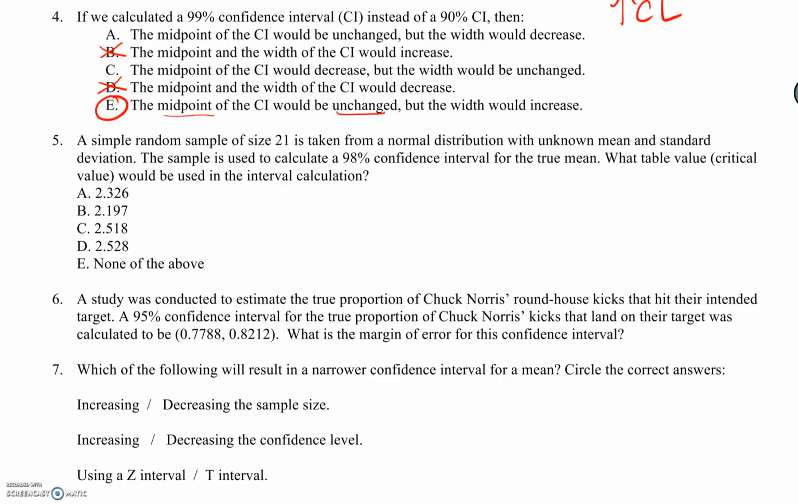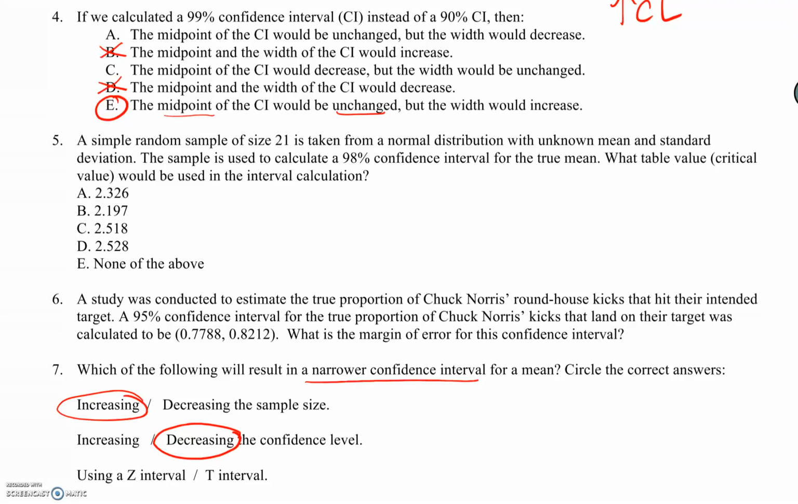Oh, in fact, let's just skip to 7 really quick. 7 says, which of the following will result in a narrower confidence interval for a mean? Well, the opposite, right? If we increase the width of our interval when we use a bigger confidence level, we'd want to decrease the confidence level. We'll be less confident about actually catching the real value, but as a trade-off, we have a narrower interval of possible values, which can be useful.